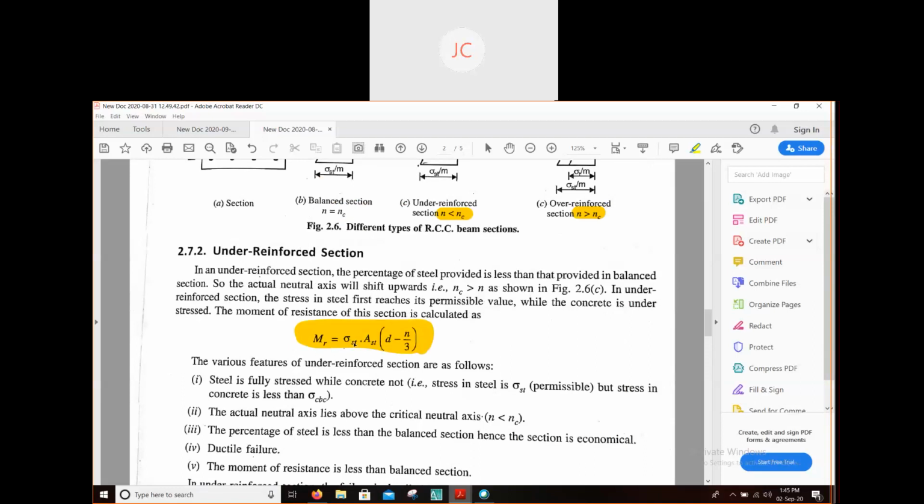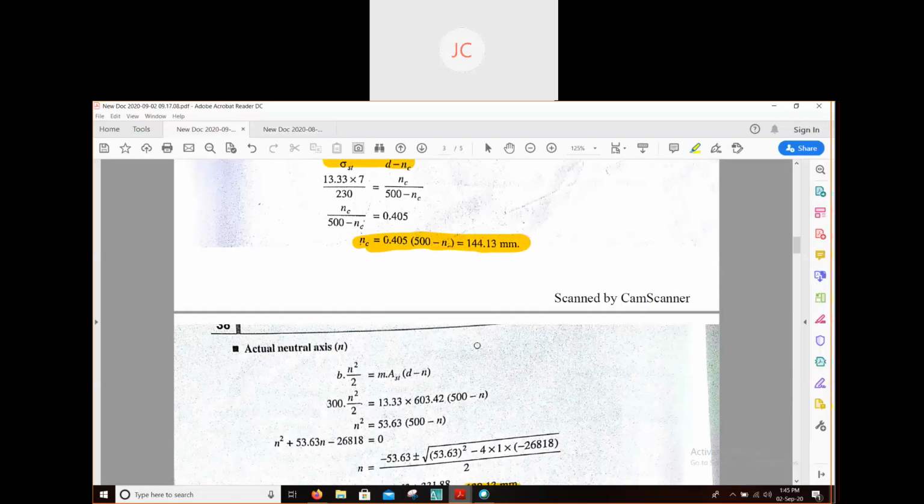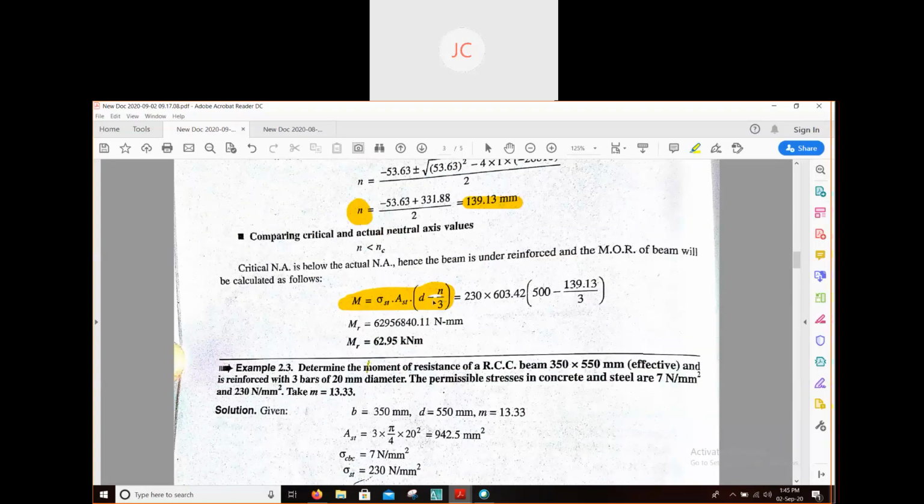In this equation you can see sigma st is known, Ast is known, d is given in the question, and n is known. n means actual neutral axis depth, 139.13, this one. So if you put all the values, you will get the moment of resistance, a huge value.